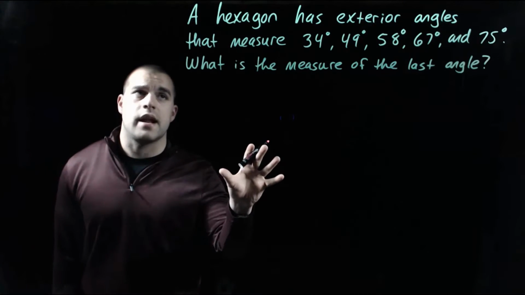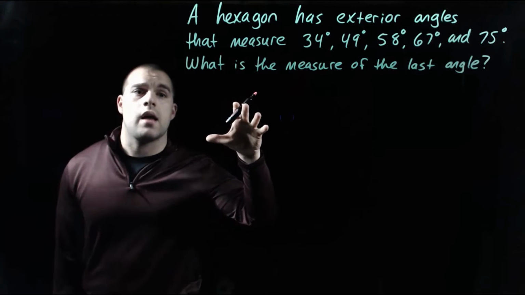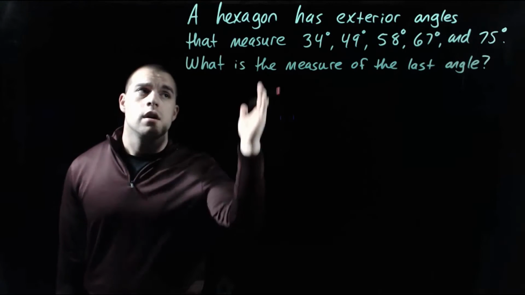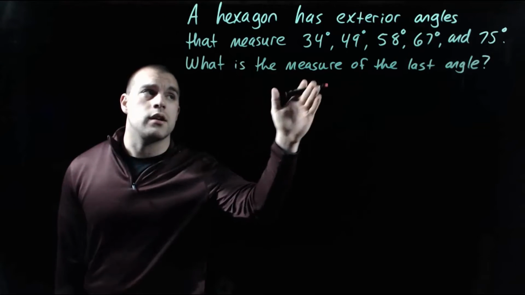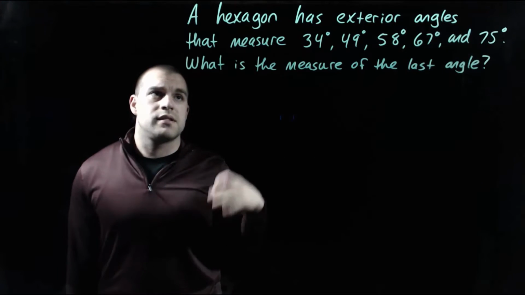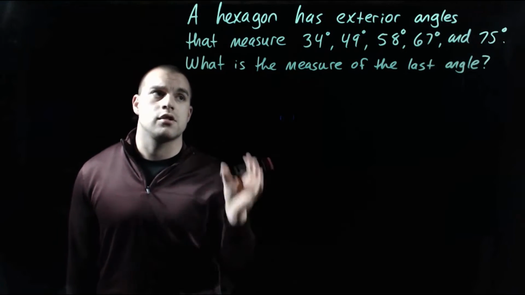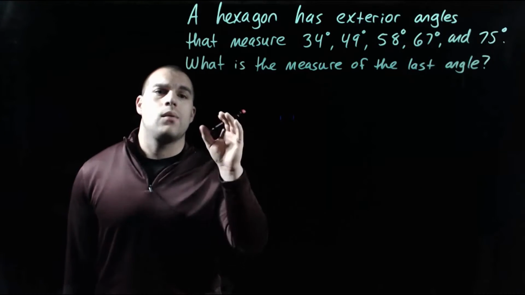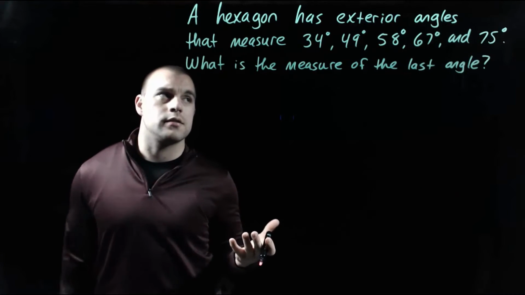So let's say we had this setup. We've got a hexagon and we know the measure of 5 of the angles. We've got 34 degrees, 49 degrees, 58 degrees, 67 degrees, and 75 degrees. But since this is a hexagon, it has to have 6 angles, so we're missing one of the angles. And we want to figure out how big that last angle is.